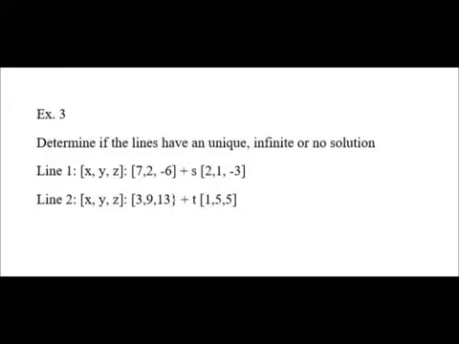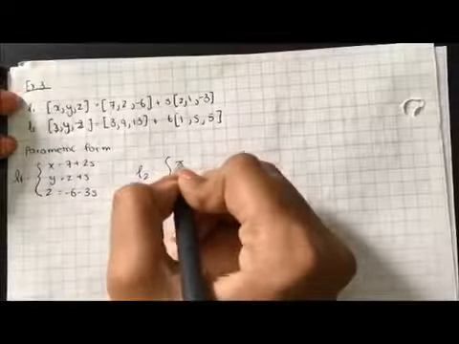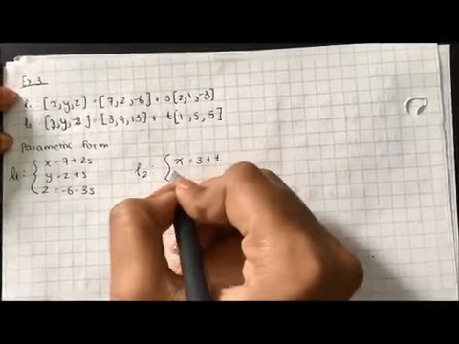Example 3 is finding the point of intersection of lines 1 and 2. So line 1 is 7, 2, negative 6 plus s times 2, 1, negative 3. And line 2 is 3, 9, 13 plus t times 1, 5, 5. In order to solve this, you can tell that the direction vectors are not parallel.